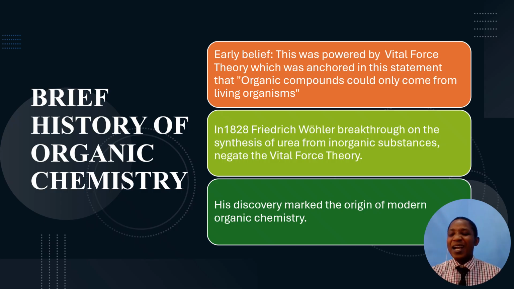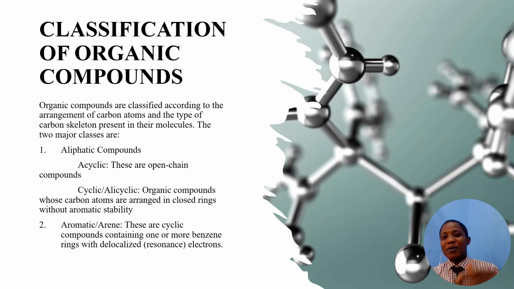Thank you very much. When you talk about organic chemistry, there is a need for us to understand something: we have to classify them. Let's talk about the classification of organic compounds. We want to classify organic compounds on a neutral ground. Organic compounds can be classified in different ways, but here we are going to base our classification on chain arrangements.